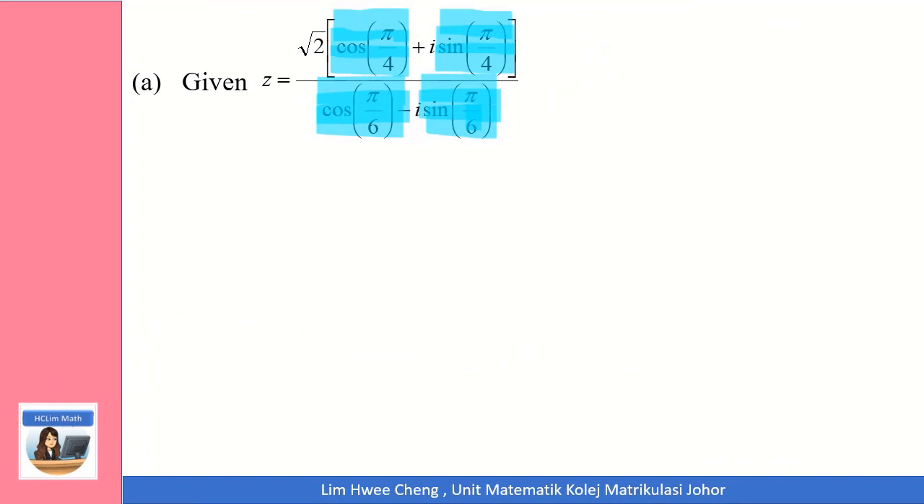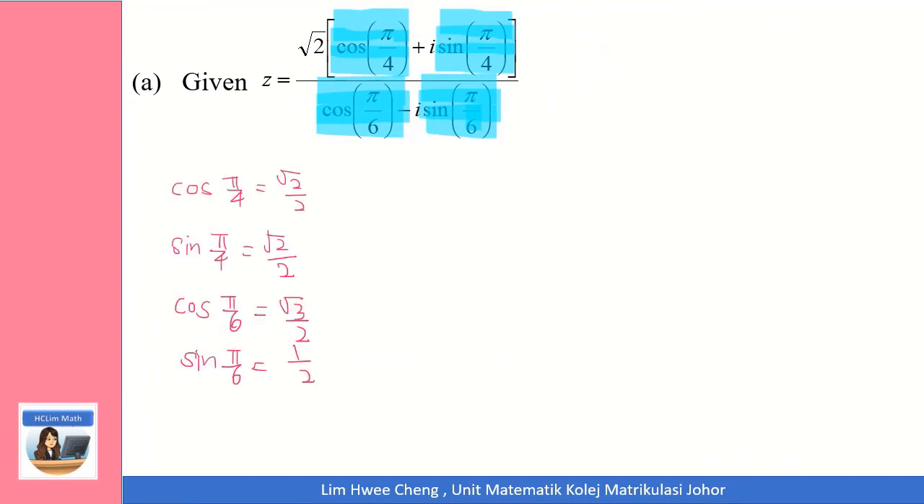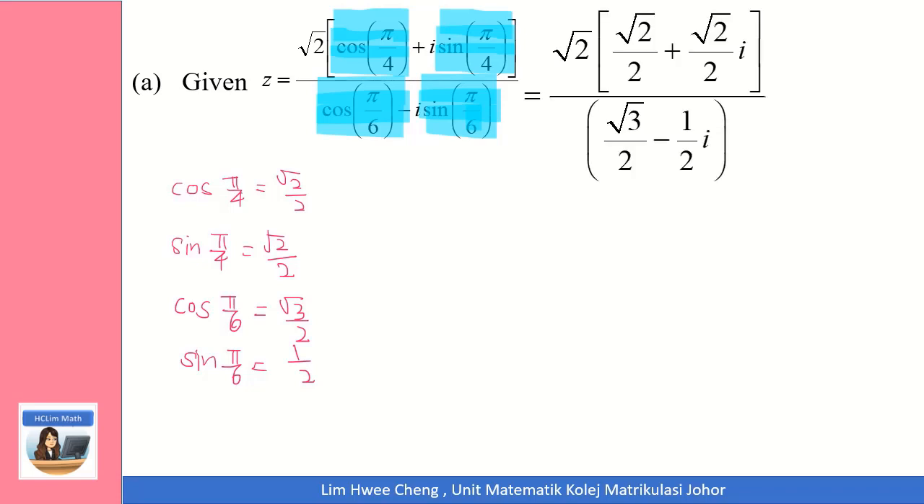By using the calculator, we get the value of cosine pi over 4 as root 2 over 2, sine pi over 4 as root 2 over 2, cosine pi over 6 as root 3 over 2, and finally sine pi over 6 as 1 over 2. So we substitute the corresponding values and simplify to get 2 multiplied by 1 plus i, divided by root 3 minus i. After that, we multiply by the conjugate of root 3 minus i, so it's root 3 plus i divided by root 3 plus i.